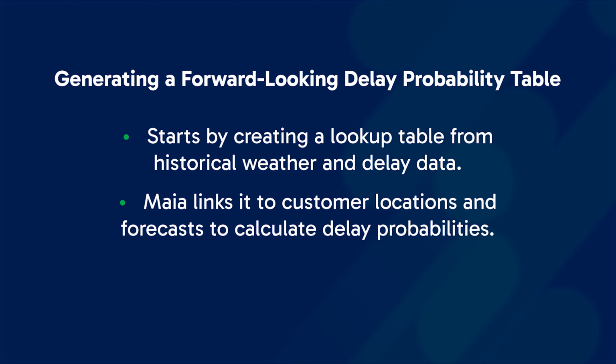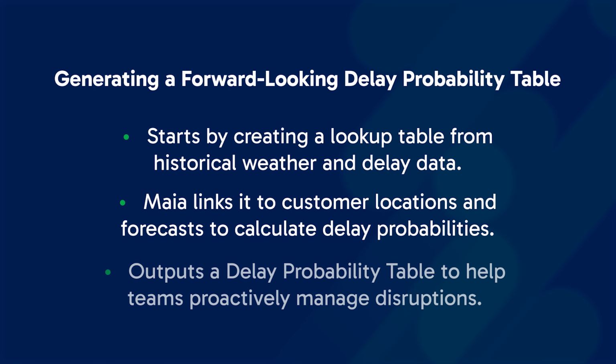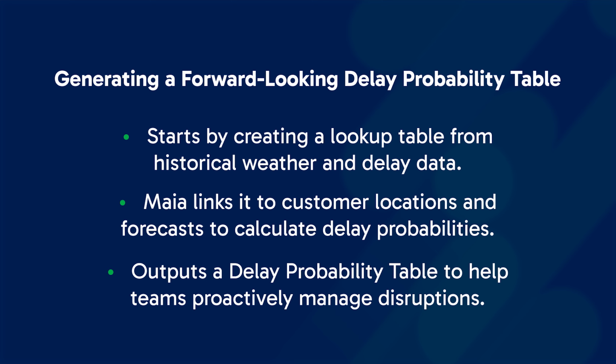We will ask Maia to link this with customer locations and upcoming forecasts, applying the lookup table to generate probabilities and expected delay times. Finally, the result will be a new delay probability table, which will be a forward-looking resource that highlights for each customer and location the chance of delay and relevant forecast details. This will allow teams to proactively mitigate disruption before it occurs to the deliveries.